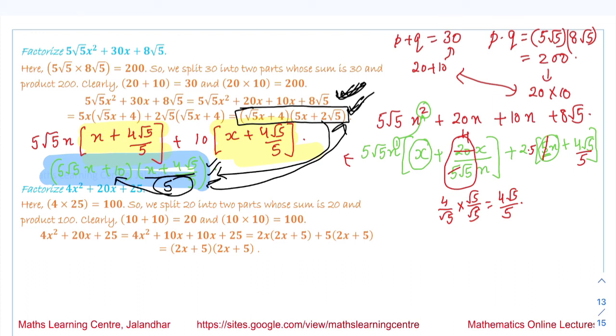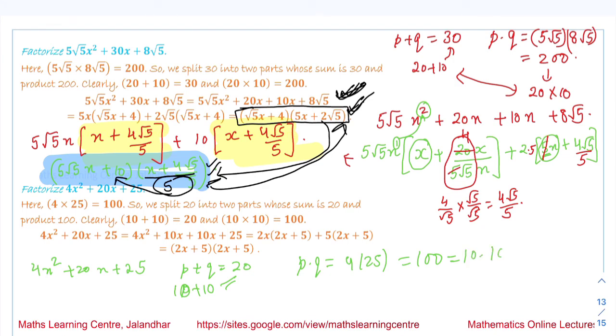Now we have the last question. It is 4x square plus 20x plus 25. So p plus q should be 20 and p into q should be 4 into 25, which is equal to 100. Which numbers are we going to take? It is 10 plus 10 is equal to 20, and this is equal to 10 into 10.